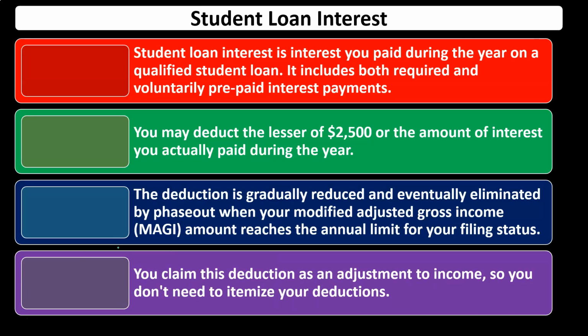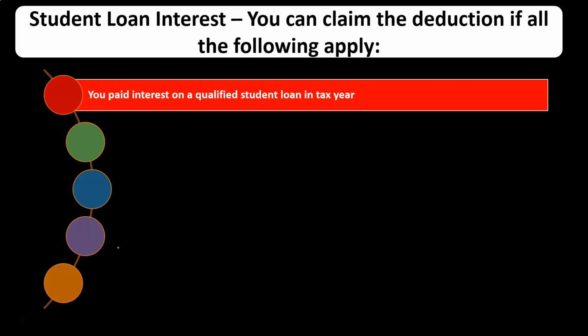Okay, you claim this deduction as an adjustment to income, so you don't need to itemize your deductions. That's going to be one of the big keys. It's an above-the-line deduction, a Schedule 1 deduction. Therefore, if you get it, and it's not subject to the phase-out, then you don't have that itemized limit, meaning you don't need deductions that are greater than the standard deduction in order to get a benefit from it.